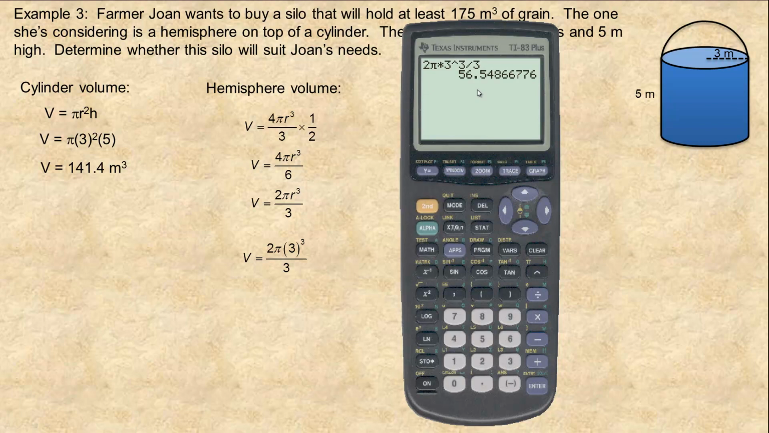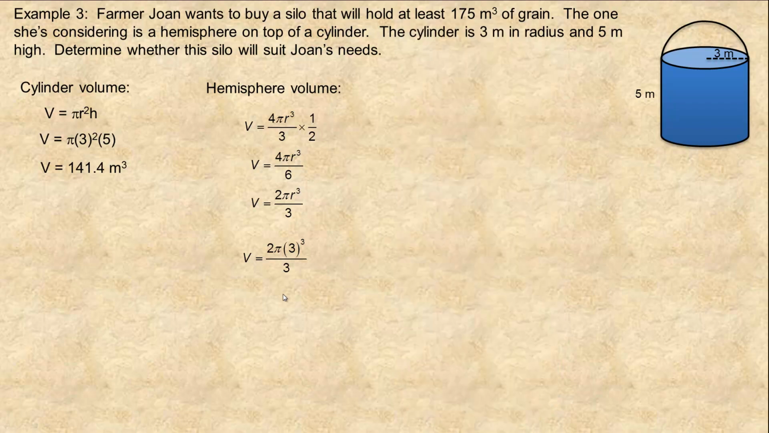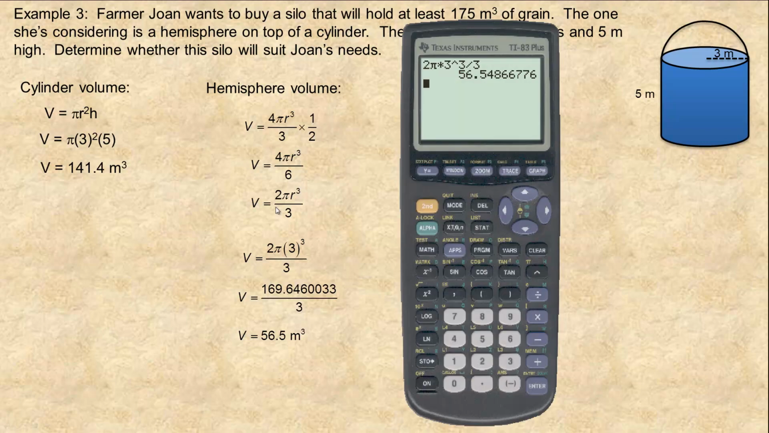So this is about 56.5 here. Oh, I did show the entire calculation. Let's get rid of the divided by 3. So that's the number in the numerator. That's where that came from. And of course, just dividing that by 3 gives us the 56.5.